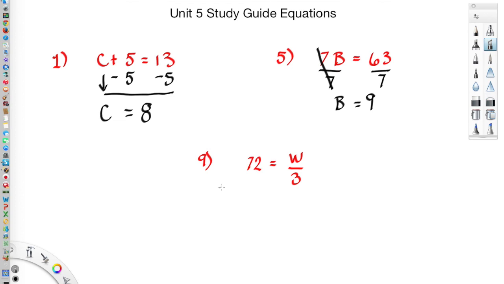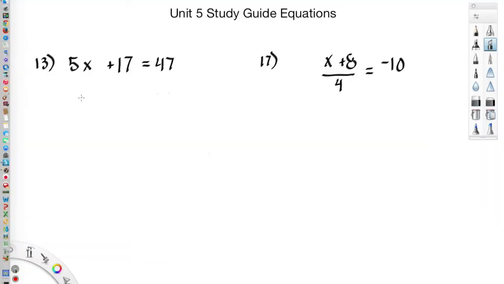Moving right along, number 9, I have 72 is equal to w divided by 3. Now it looks a little weird, but it's really not. Once again, you just examine the equation, ask yourself what's happening to the variable. It's being divided by 3. What's the opposite or the inverse of that? Multiply by 3. So I multiply this side by 3, and what I do to one side, I have to do to the other to keep it balanced. And my 3's cancel each other out. And I'm left with w is equal to 3 times 72. 3 times 2 is 6. 3 times 7 is 21. 216 is equal to w, or w is equal to 216.